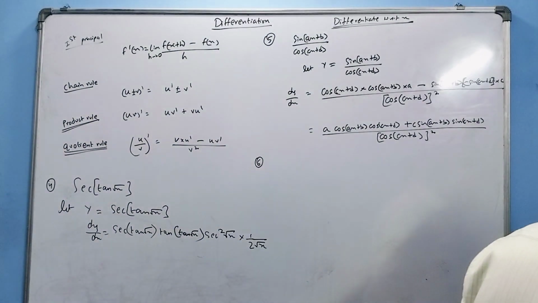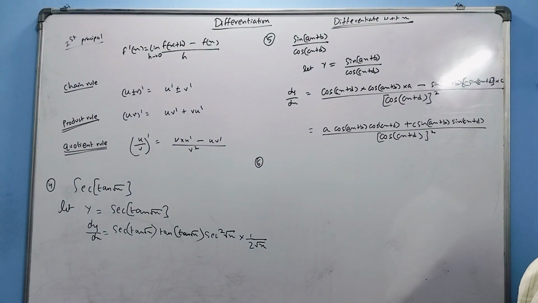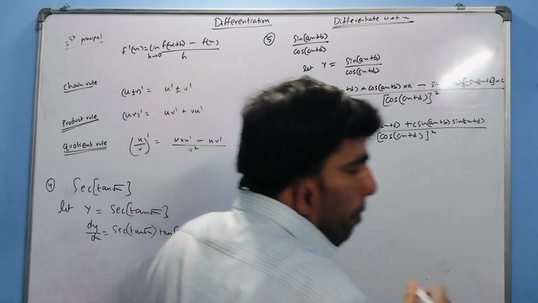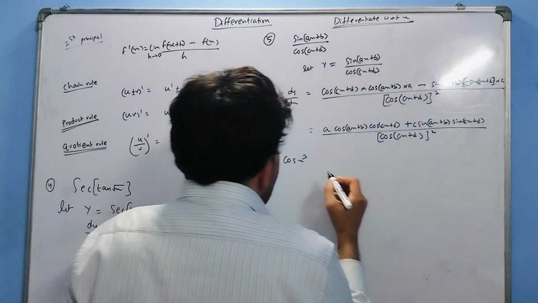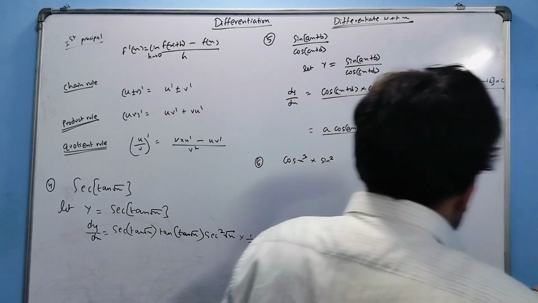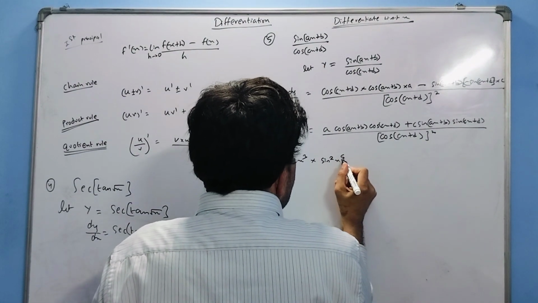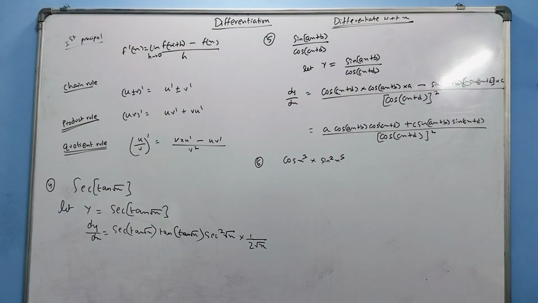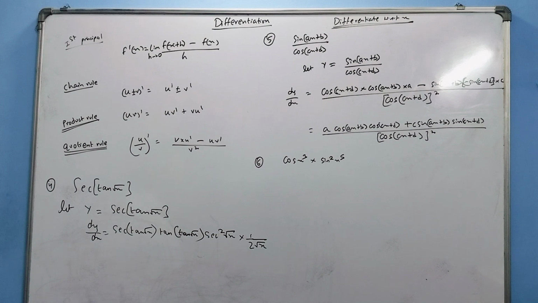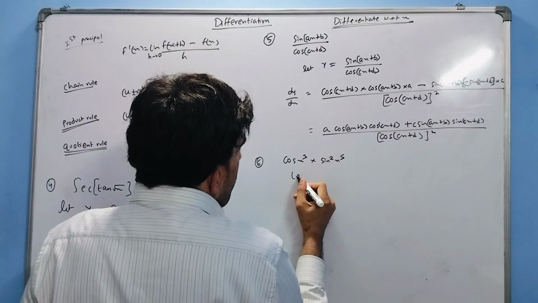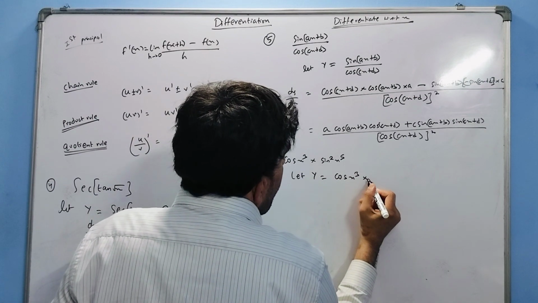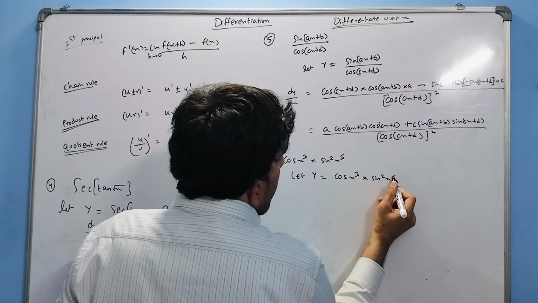What is the sixth? We need to differentiate cos x cube, sin square x to the power 5. In a very simple way we can assume that the product rule will be applied here. So first consider this. Let y is equal to cos x cube into sin square x to the power 5.